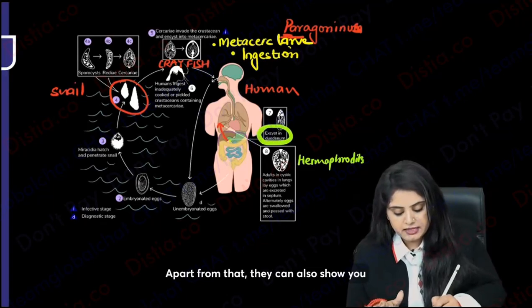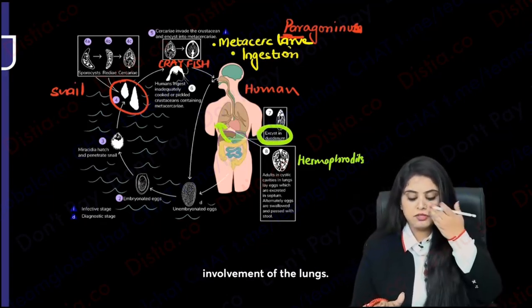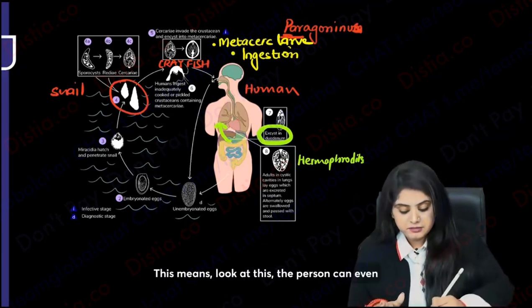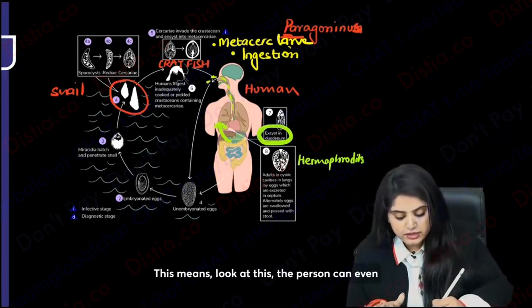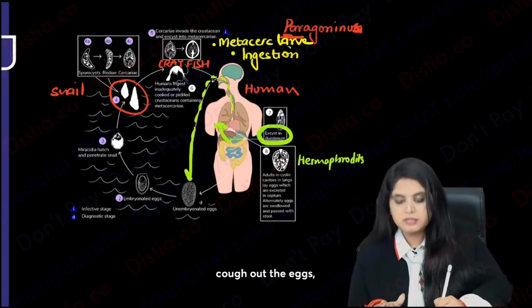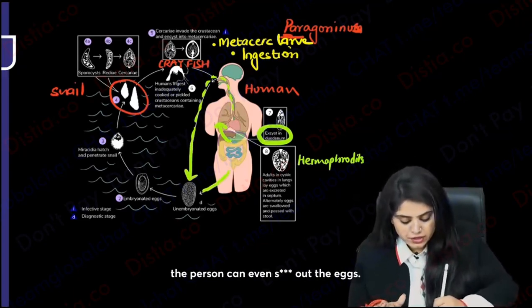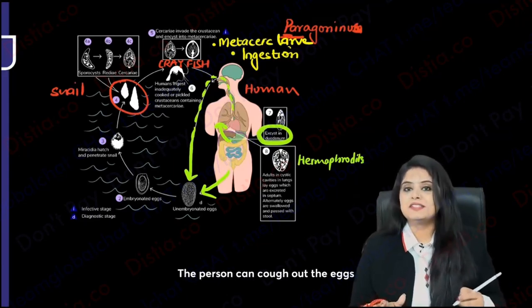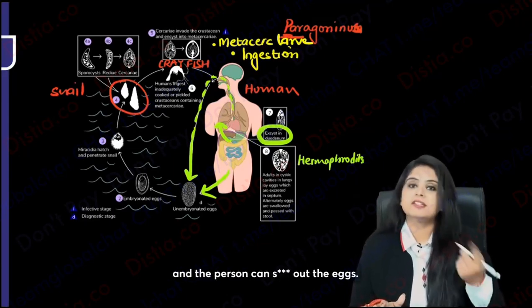Fine. Apart from that, they can also show you involvement of the lungs. This means the person can even, look at this, the person can even cough out the eggs. The person can even pass out the eggs in stool, right? The person can cough out the eggs, and the person can pass out the eggs in stool.